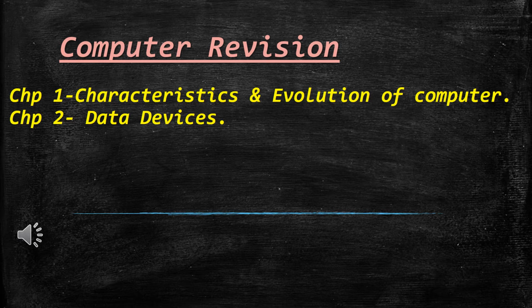In the first video, we learned about the first chapter. We went through the MCQs of the first chapter, that is characteristics and evolution of the computer. In this video, we are going to learn more about data devices. We are going to study the MCQs of the data devices chapter, that is your second chapter. So let's get started.